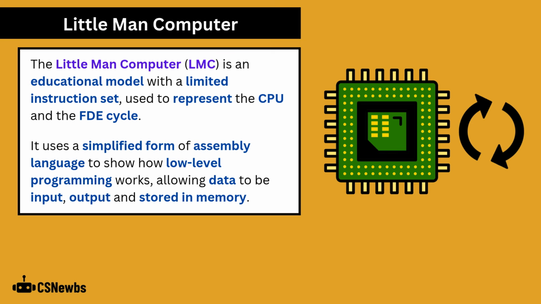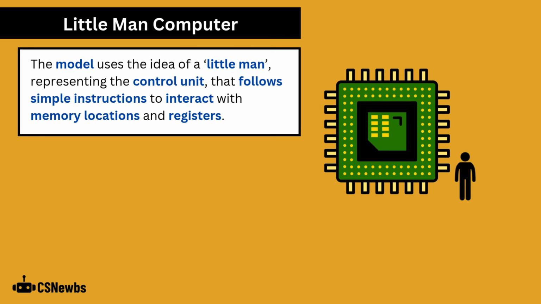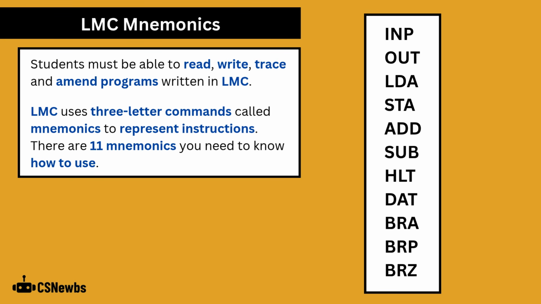The Little Man Computer, or LMC, is an educational model with a limited instruction set, used to represent the CPU and the FDE cycle. It uses a simplified form of assembly language to show how low level programming works, allowing data to be input, output, and stored in memory. The model uses the idea of a little man representing the control unit that follows simple instructions to interact with memory locations and registers. For the OCR A-level exam, students must be able to read, write, trace, and amend programs written in Little Man Computer.